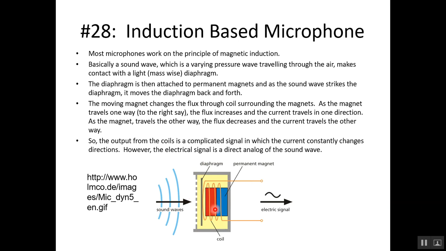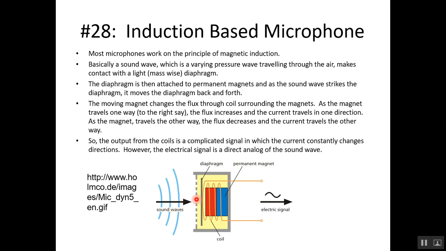And attached to the diaphragm is a coil, which basically floats around the magnet, more or less. When a sound wave approaches the microphone, which is basically a fluctuation in sound pressure, this part is like high pressure, this part is low pressure. That's basically what a sound wave is.